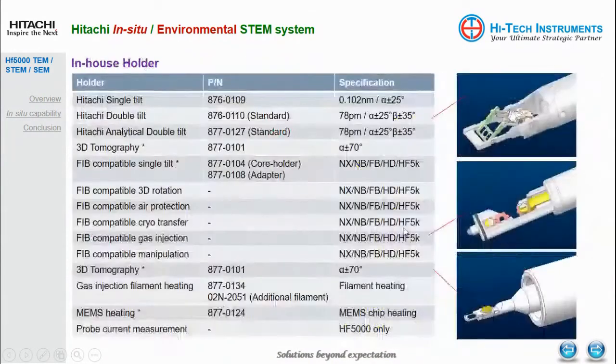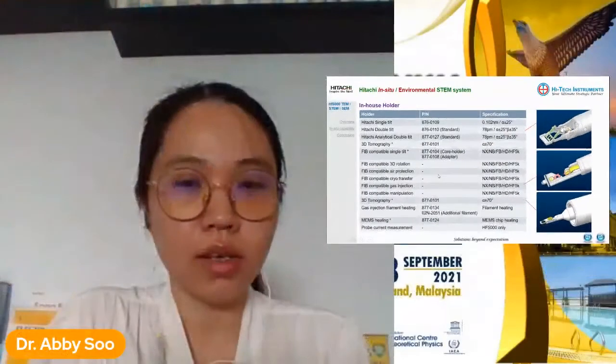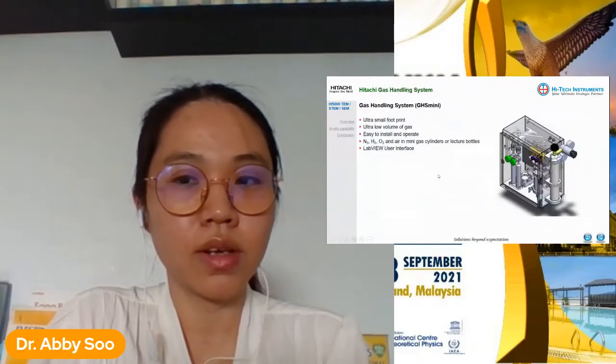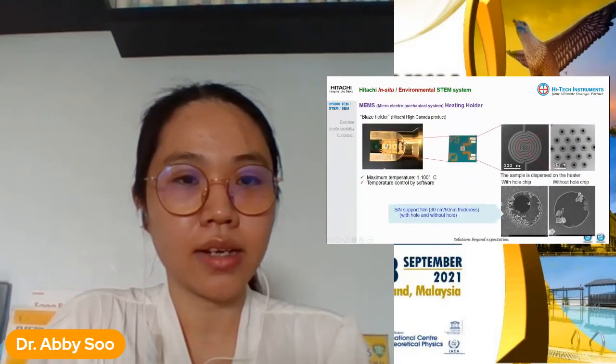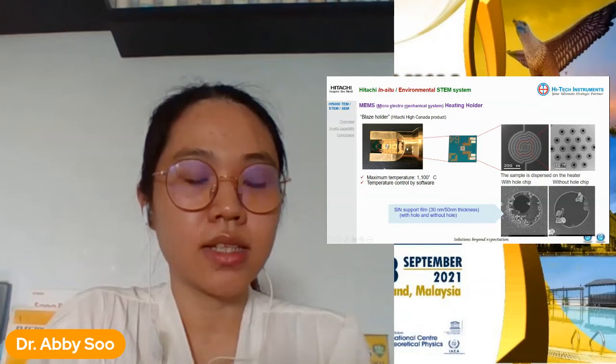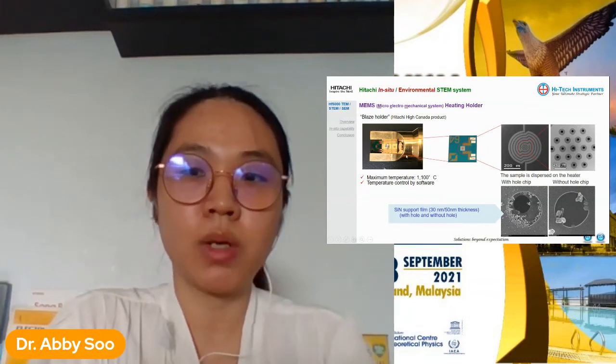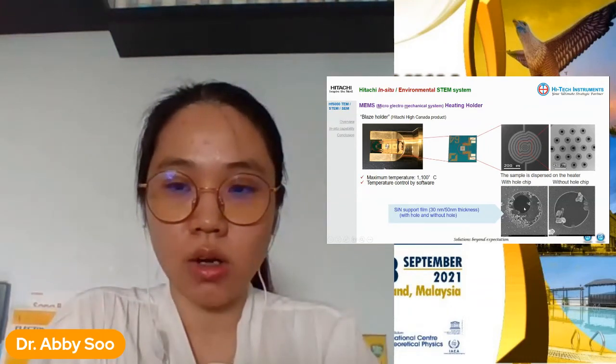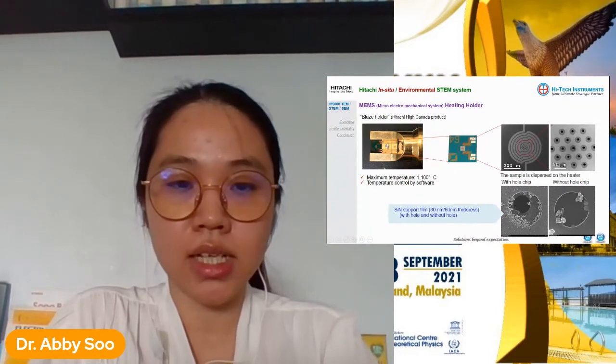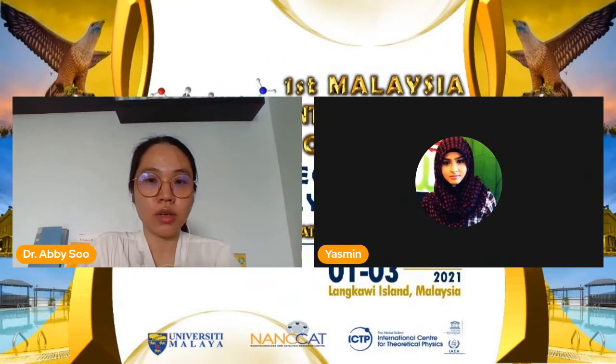And I think due to time, that is the different holders here. I will share with you some of the experiment data. This one is using the heating specimen holder. Your sample is placed on top of the silicon nitride support film, and there's a heating holder here. The maximum temperature is 1100 degrees Celsius.